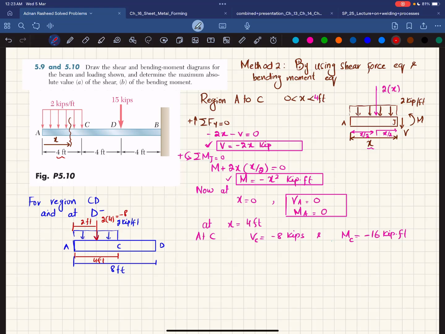So when you cut it at D minus, you will have a shear force acting downward, V, and you will have a moment M as well.